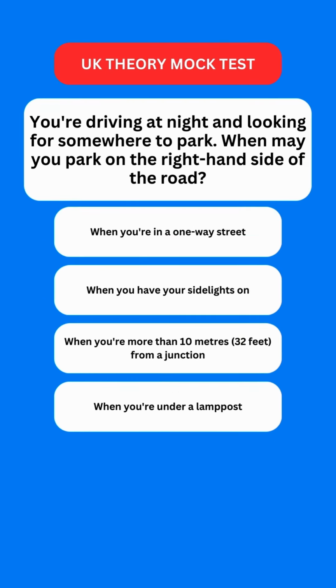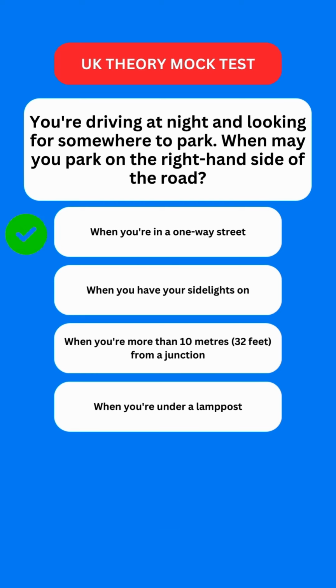Next question is, driving at night and looking for somewhere to park. When may you park on the right hand side of the road? Options are, when you're in a one-way street, when you have your side lights on, when you're more than 10 meters or 32 feet from a junction, or when you're under a lamp post.